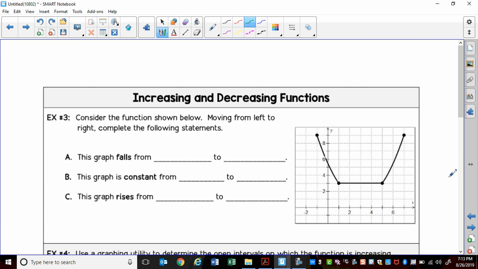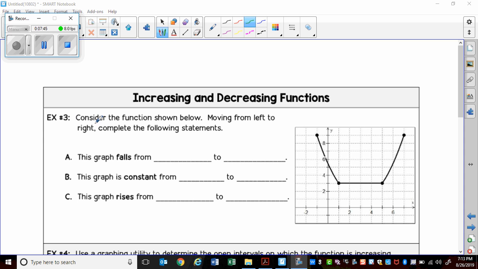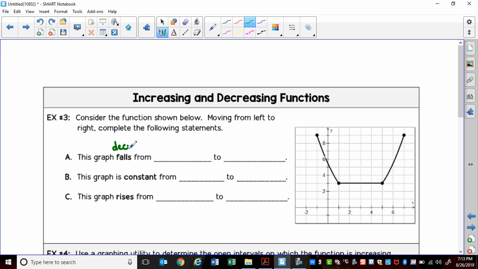So we kind of touched on this a little bit, increasing and decreasing. Consider the function shown moving from left to right. Complete the following statements. This graph falls or decreases, or goes down. From what value to what value? We're looking at the x's. So when x equals, we're talking about when it goes down. We always look from left to right, from this x value to this x value. So this is when x equals negative 1, all the way until x equals positive 1.